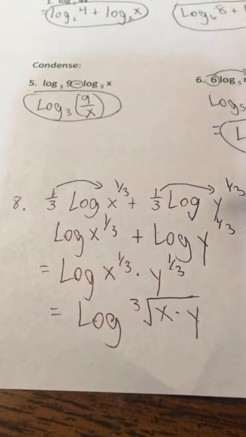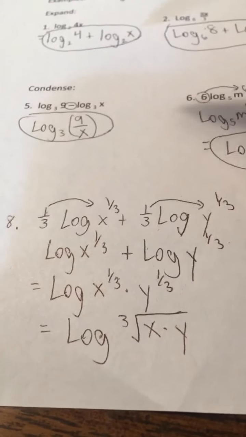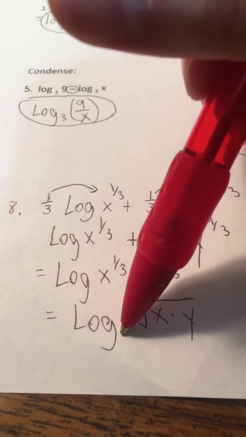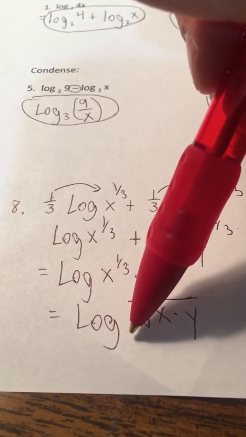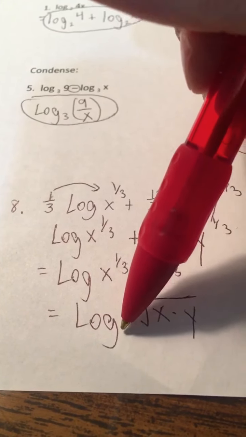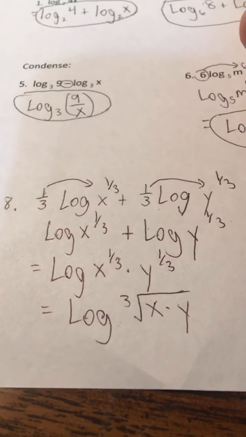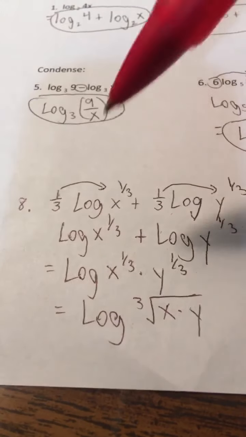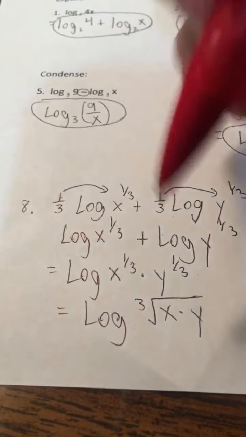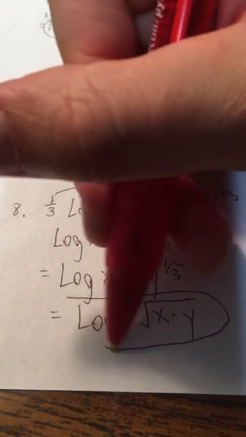And one last thing, you notice, unlike every other problem on the page, this problem did not give us a base. It just said log. All right, that's not a mistake. You remember what the base is when there's no base written? It's 10. So that's just saying log base 10, but you're doing all the same things. So that is my final answer.